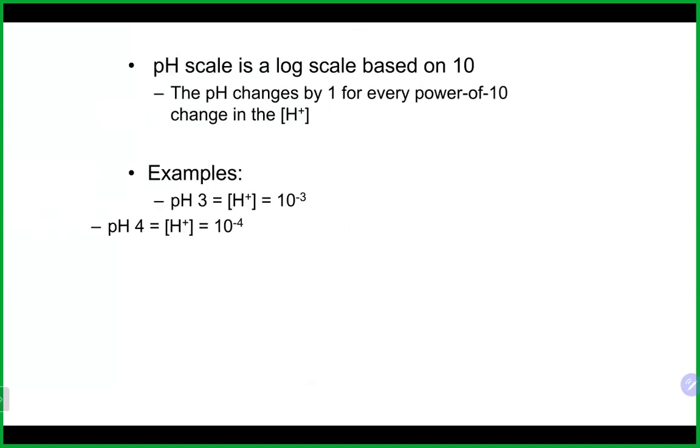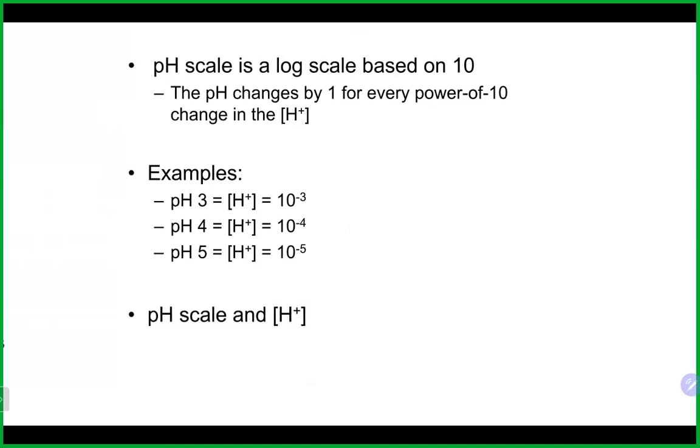So the pH scale is based on the log of 10, and really for every one power of 10 that you move, the pH basically changes by 1. For example, 1 times 10 to the minus 5 is a pH of 5. If you had 1 times 10 to the minus 3, it's a pH of 3. 1 times 10 to the minus 4 is a pH of 4. So every power of 10 that you change, a pH unit basically changes with it.